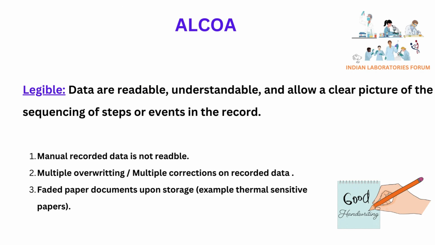Legible is the second principle of ALCOA, out of 5 principles. Legible means data are readable, understandable, and allow a clear picture of the sequencing of steps or events in the record. To comply with this principle, good documentation practices play a major role. Examples of non-compliance to legible are: manually recorded data documented in a way that it is not readable. Multiple overwriting, multiple corrections on recorded data. Faded paper documents upon storage. Example: thermal sensitive papers.